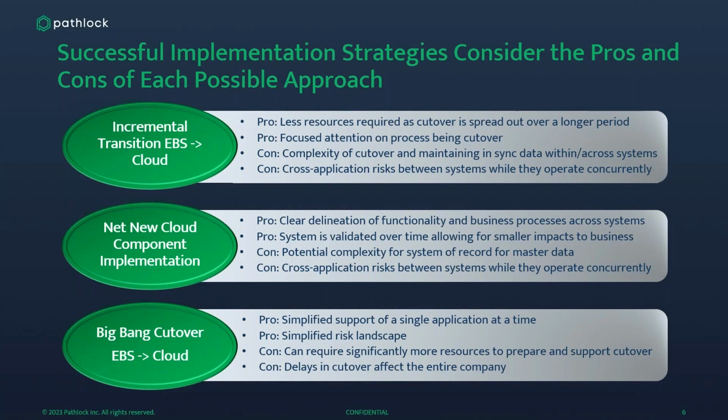Now, what are some of the cons to this? Potential complexity for system of record for master data. So because you're implementing these new components, are they introducing a new system of record for anything, or are they duplicating anything? Because your business processes are set to exist solely in the separate systems, if there's any data that is like data within both systems, you need to identify what that system of record is. Similarly, again, cross-application risk between systems. You are maintaining 2 systems at the same time, 2 applications, that users may have access to both of them. So we're going to need to take into account any separation of duties or sensitive access risk that could be incurred.